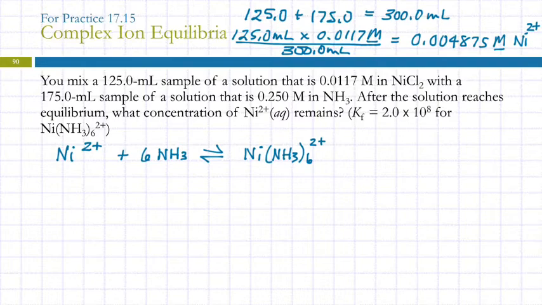Let me show you sort of a longer way with the other one, with the ammonia. So we have 175 milliliters of the ammonia solution. So that would be 0.1750 liters, right? And if we multiply that by the concentration of the ammonia solution, 0.25 moles per liter, that's going to give us the moles of ammonia, right?